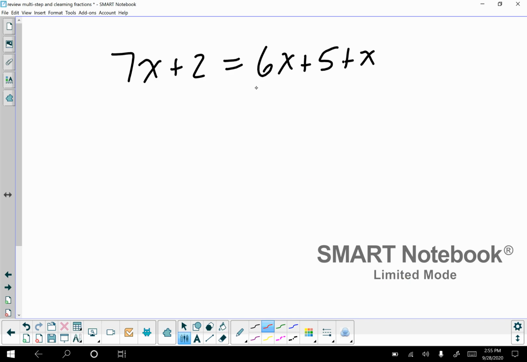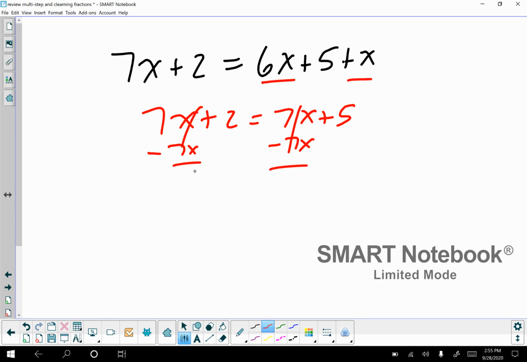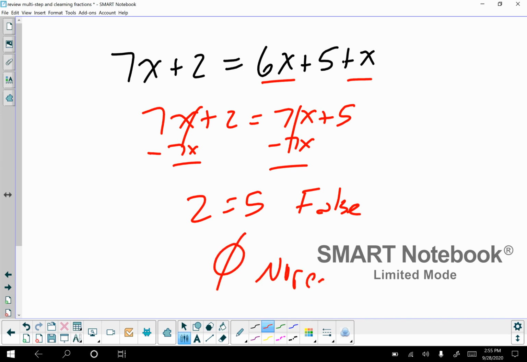Next question. Let's see. I do have like terms over here, so I get 7x plus 2 is equal to 7x plus 5. Some of you might see what's going to happen here. I'm going to subtract 7x from both sides, and I get 2 is equal to 5. So that's false, right? So what's the solution? Yeah, it's empty set. There's no real solutions.